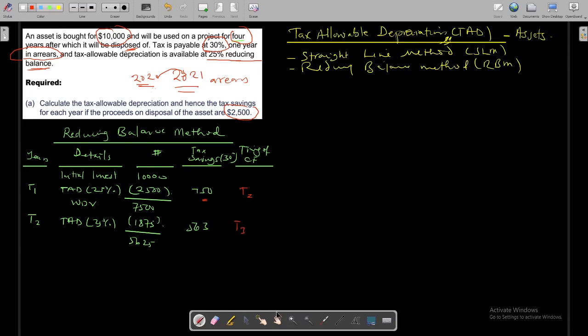Hope you understand. So let's look at the tax allowable depreciation for year 3. 25% times 5625 is 1406. So we subtract, and we are going to have 4219, and the tax saving will be 422 when we multiply this figure by 30%. The timing of the cash flows will be in year 4 because it's 1 year in arrears.